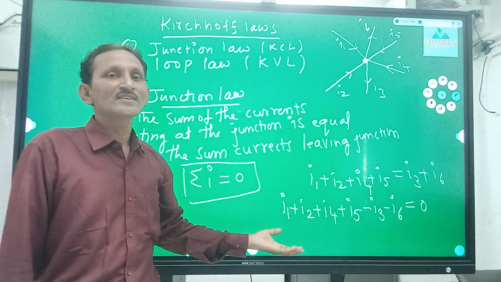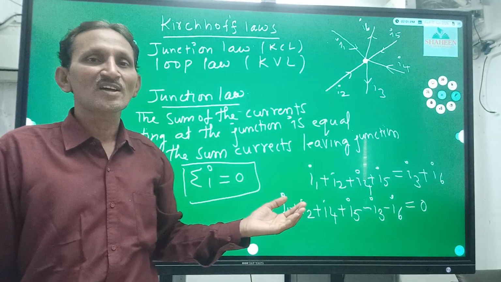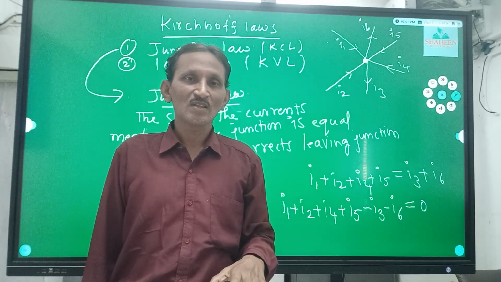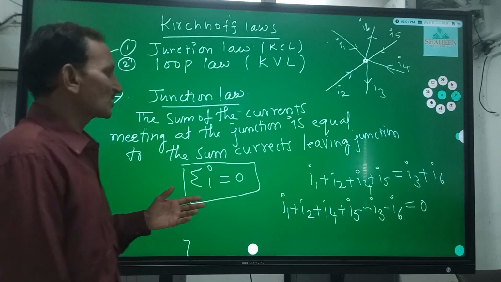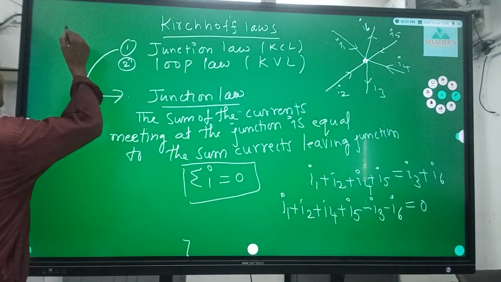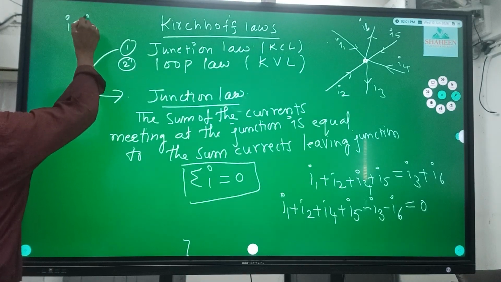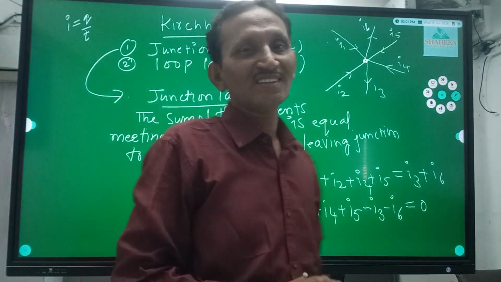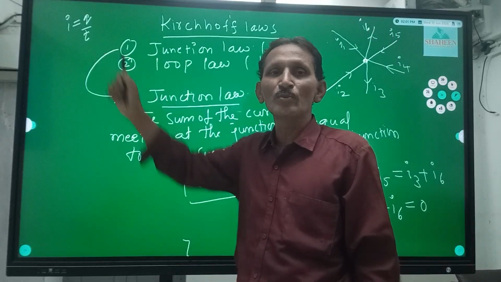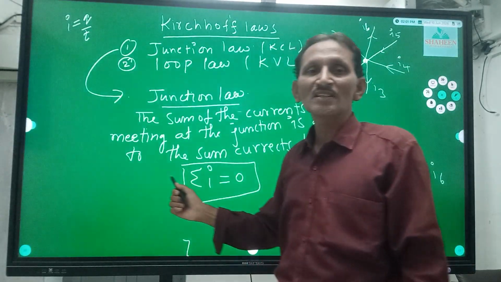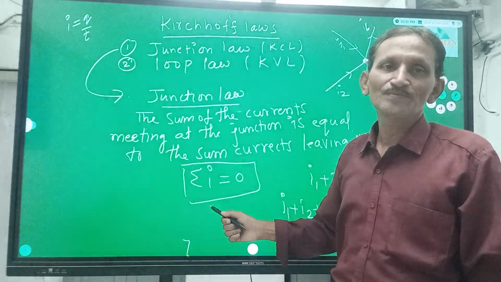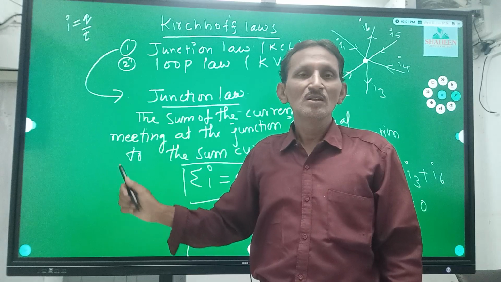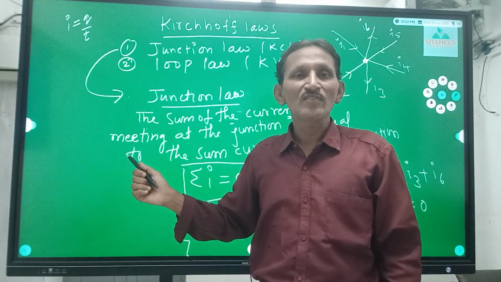Why are we taking only current? This is based on the law of conservation of charge. Why current? We know that current is the charge flowing per second, the rate of flow of charge, I equals Q by t. So this is based on the law of conservation of charge. We are considering this as Kirchhoff's first law.